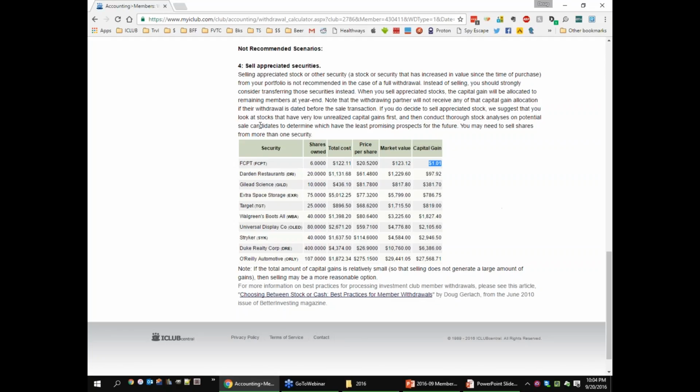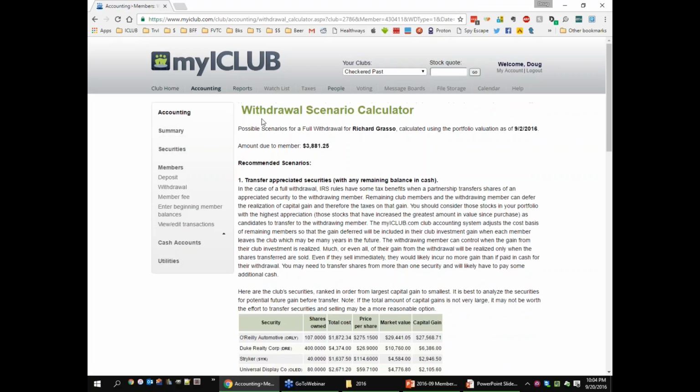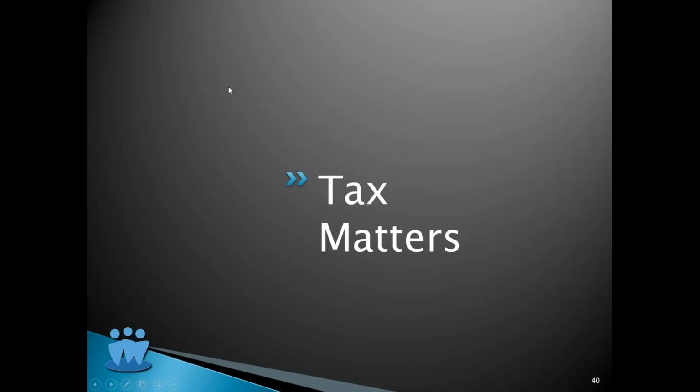So this tool is really unique to My iClub, and you can print this out and provide it to your club members and use it as a way of discussing the best way to handle withdrawals. I'm going to make a note here. We don't have a little PDF icon or print screen here that would be useful for this particular report. That's something we can add in at some point.